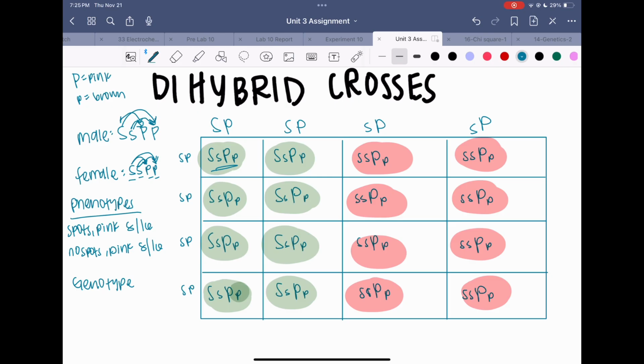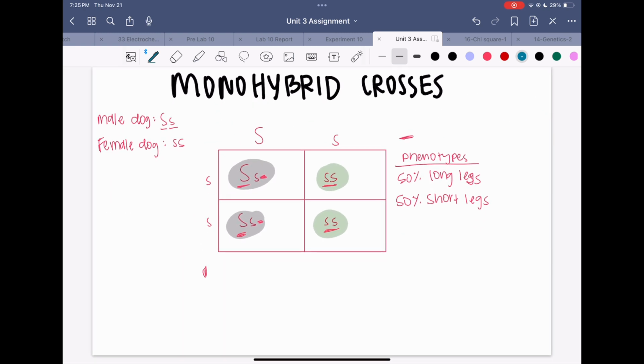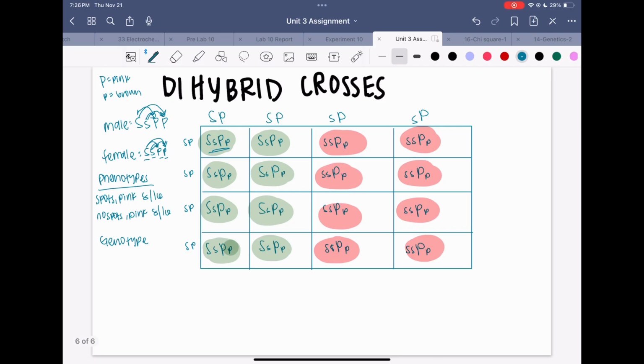So that is pretty much how this works. Hopefully that made sense. Hopefully this wasn't too long. But yeah, essentially we're just looking at different traits, and the more we're looking at, the bigger the Punnett square gets. But yep, hopefully that makes sense.